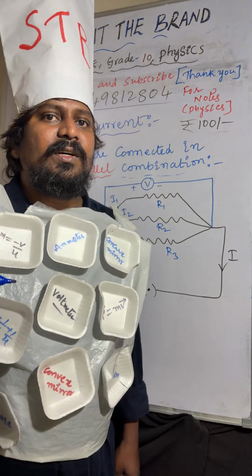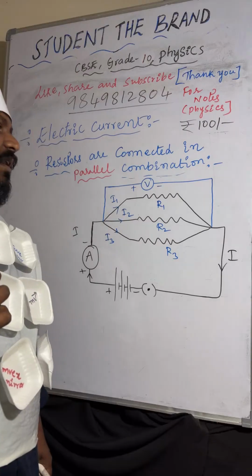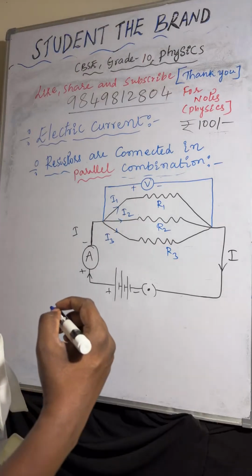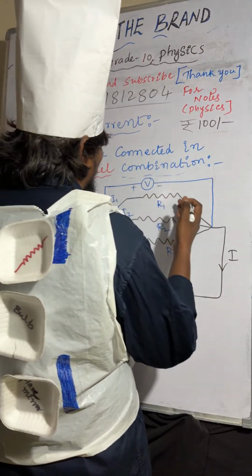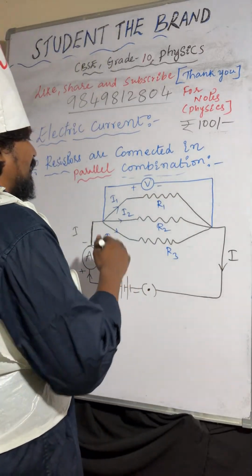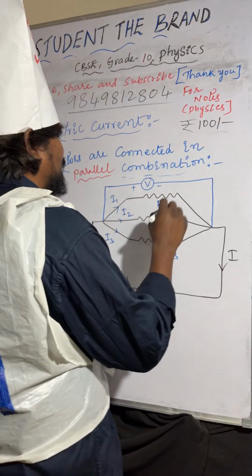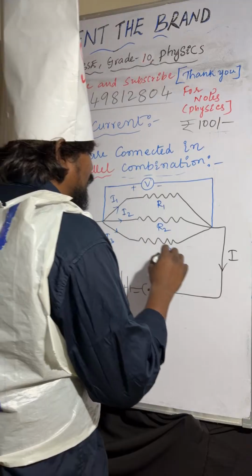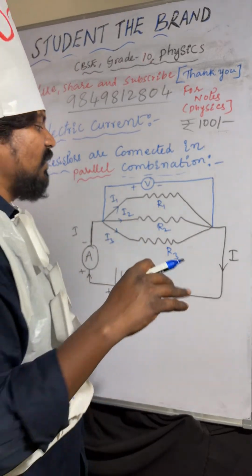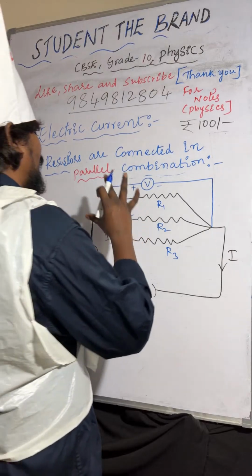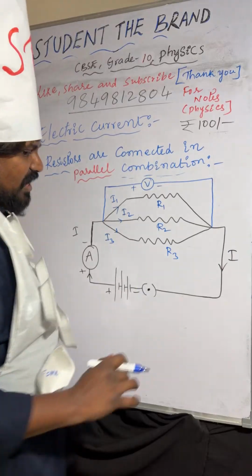So here you can observe, three resistors are connected in parallel combination. I1 through R1, I2 through R2, I3 through R3. Here you can observe one thing: the current is dividing into three parts, but the potential difference is the same.